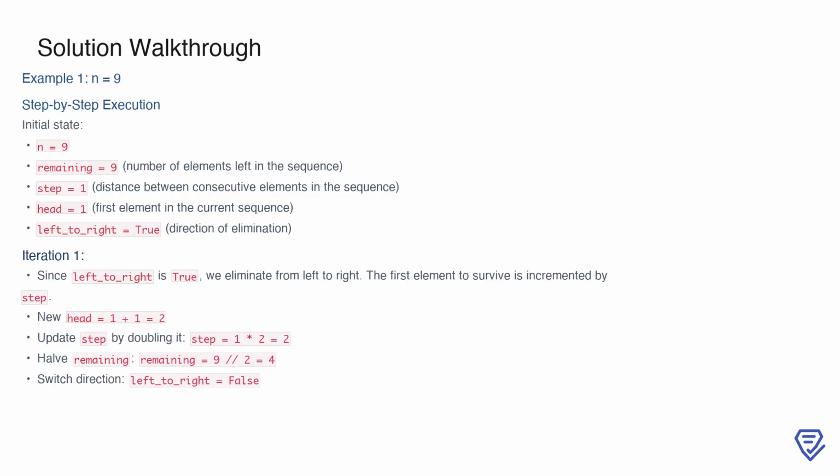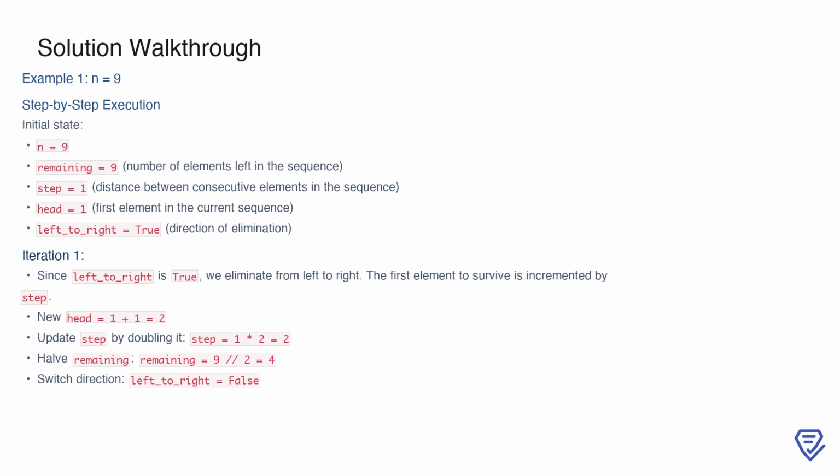To solve this problem, let's consider an example where n equals 9. Initially, we have 9 elements in the sequence. The number of elements remaining is also 9, the step size between consecutive elements is 1, and the first element in the current sequence is 1. We start by eliminating numbers from left to right. In the first iteration, since we're moving left to right, the first element that survives is updated by adding the step size to the current head.